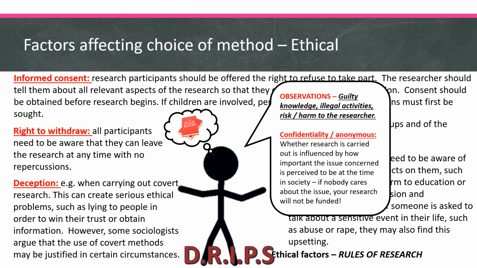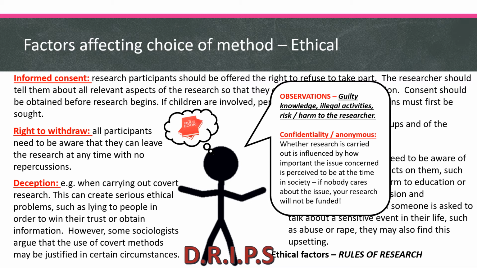Other observations, other ethical factors in observations: you have the guilty knowledge element. So you might have to engage in illegal activities. You may observe people engaging in illegal activities. Do you report those crimes and harm your research, or do you allow them to carry on so you can observe them? There's also the risk of harm to the researcher.